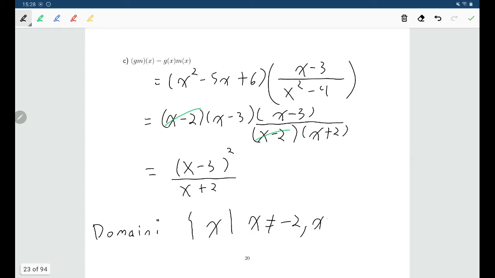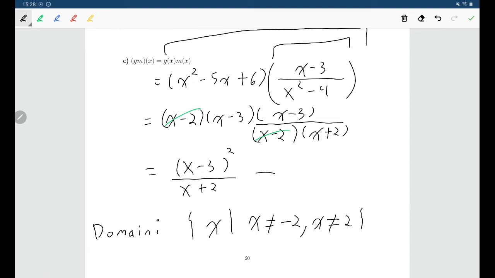We would still have to say that x cannot be positive 2 because x being positive 2 would have made the original function of m of x undefined, which would have made g times m undefined, which would mean that this final result would be undefined. Anything that makes any of the original functions undefined would be values that would make that product undefined. So since m was not defined for 2 or negative 2, that means g times m is also not defined for 2 or negative 2. So here I've chosen to express my domain in set notation, the set of all x such that x is not negative 2 and it's also not positive 2.